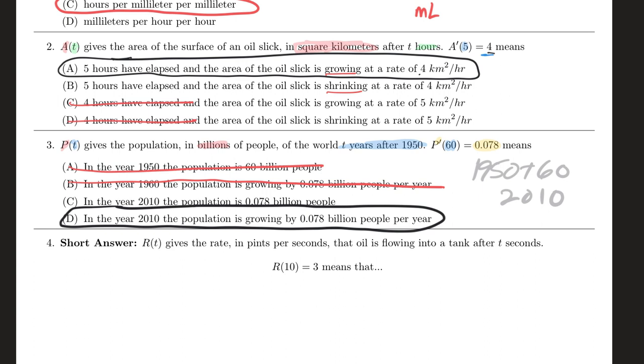All right, so just remember that the prime notation means it's a rate of change, or that something's changing by this amount. It's not actually that amount right now. And then also remember that the input for your derivative is the same as the input for your original. So 60 is also t years after 1950.